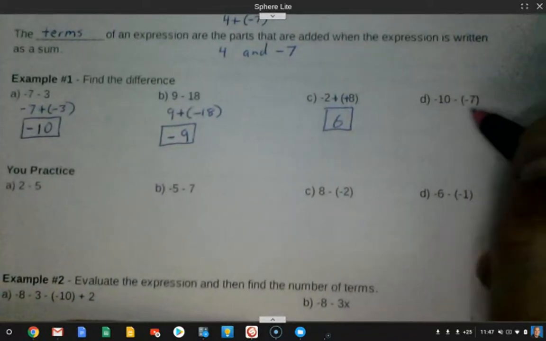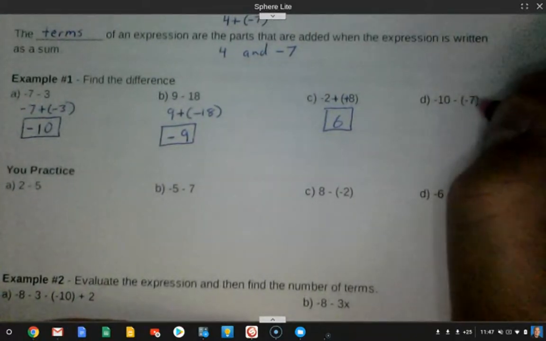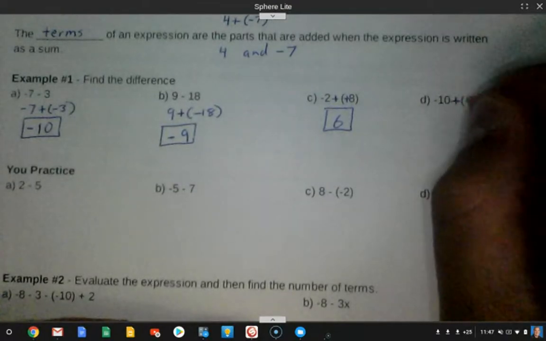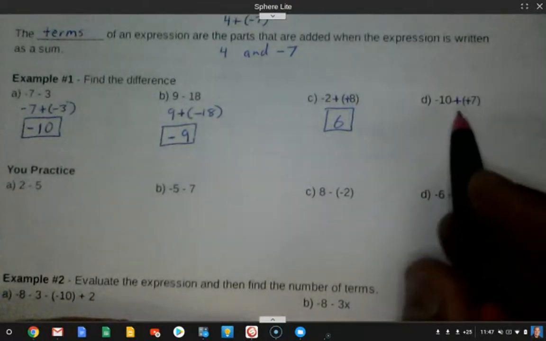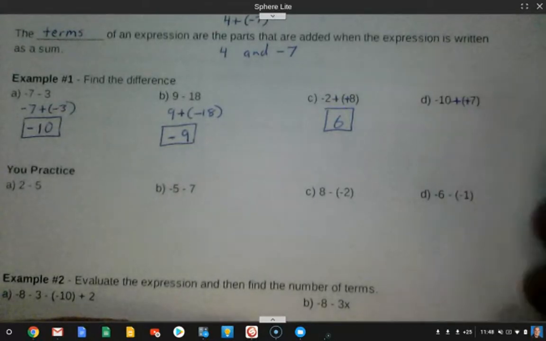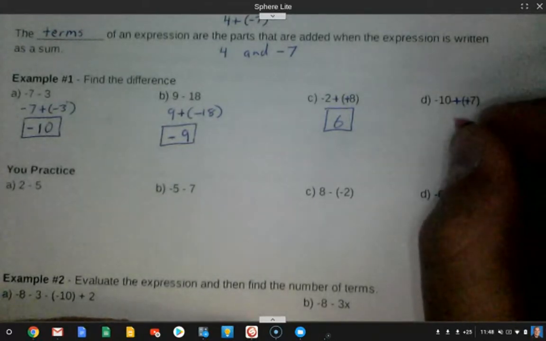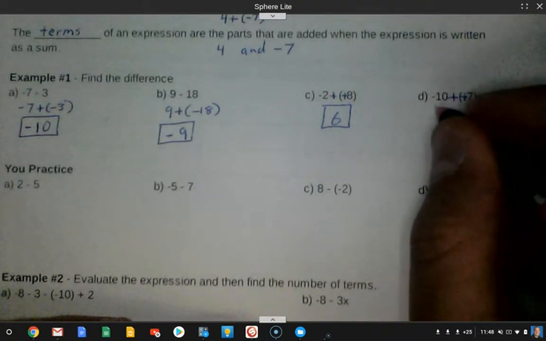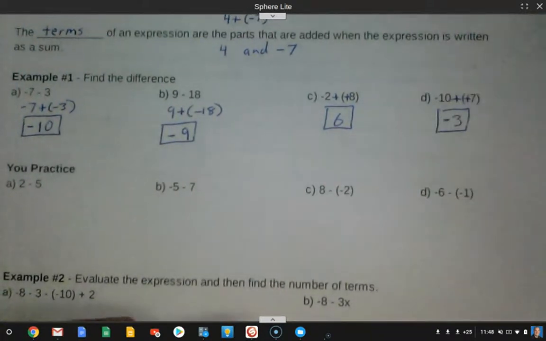Again, if we have this negative here, we can change the sign. So I'm going to change these negatives to plus. So negative 10 plus 7. Signs are different, so I'm going to subtract, which is 3. Keep the sign of the larger number, then you'll be exact. Gives you negative 3.